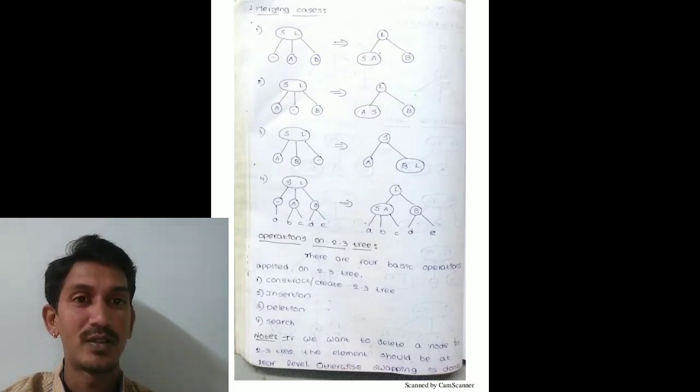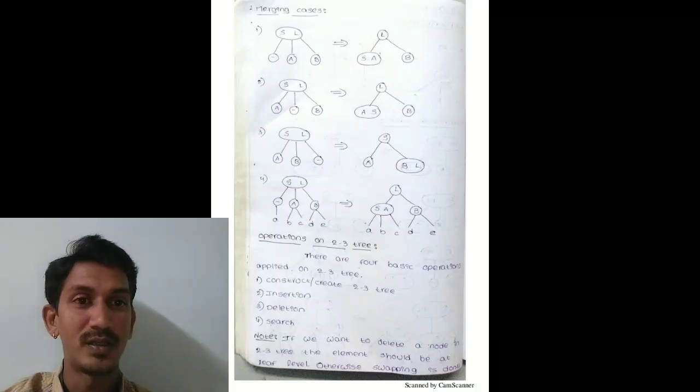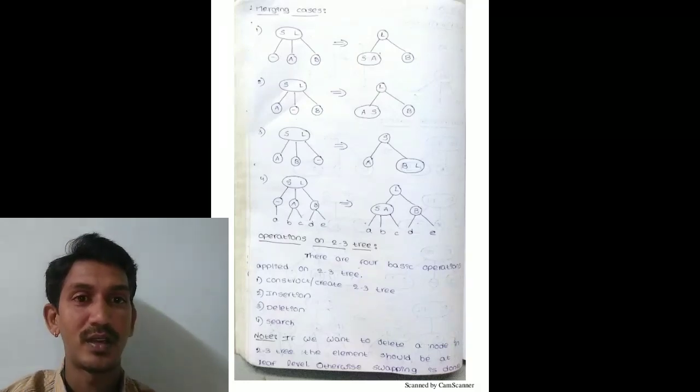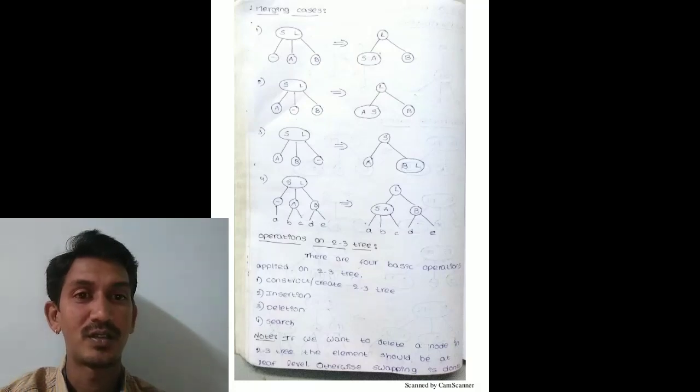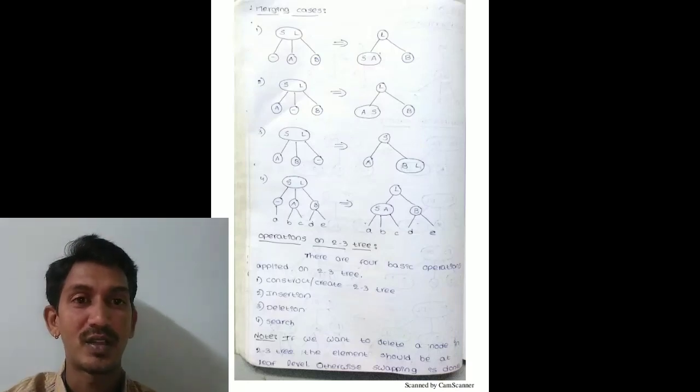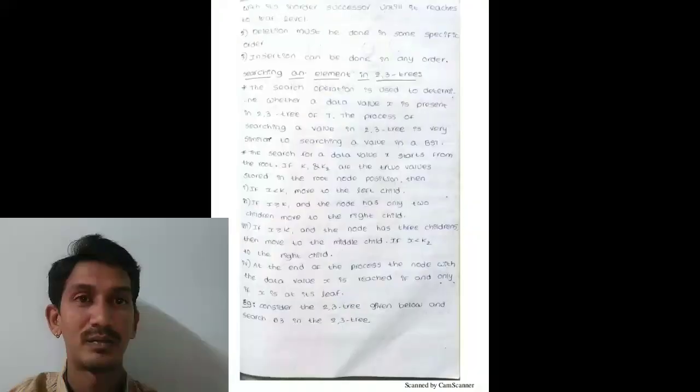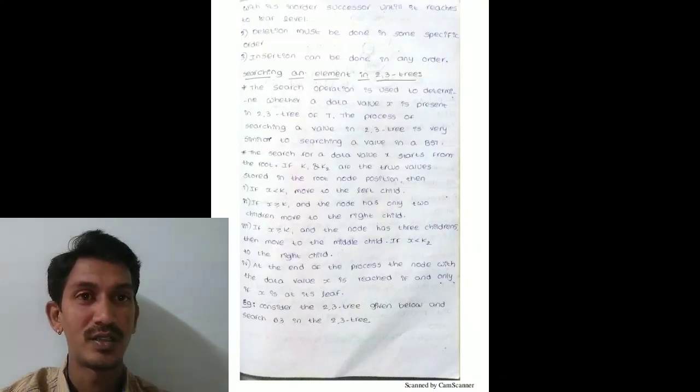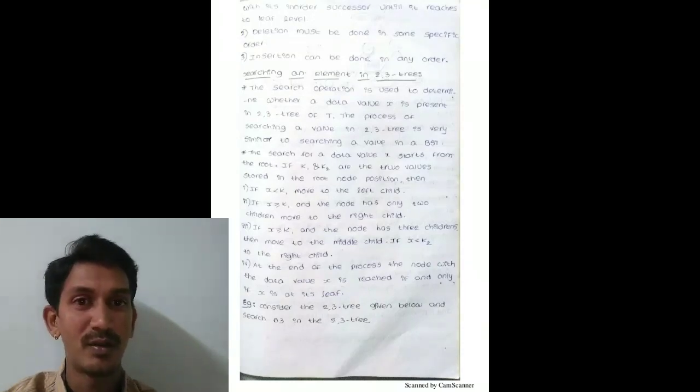So we have some basic operations on the 2-3 tree. There are four basic operations: the first is construction, or creation of the 2-3 tree, the second is insertion, the third is deletion, and the fourth is searching. Now see the first operation, construction. These are some basic points related to searching. Searching is similar to the binary search tree. Searching is a similar process.